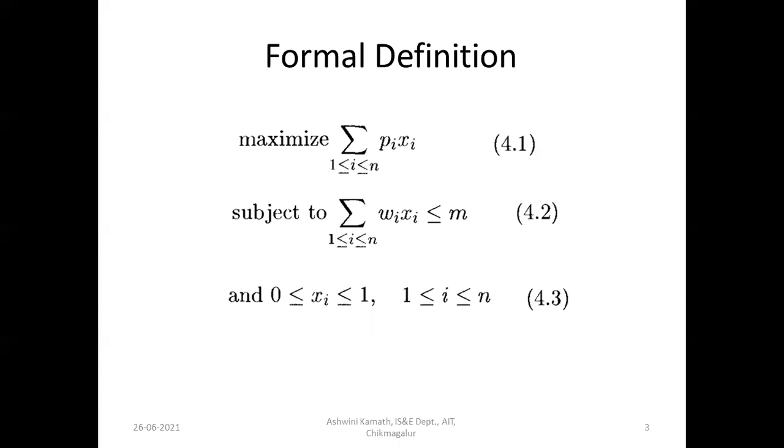Xi means it's the part of the item you are adding. That part of the item can range between 0 and 1. That is, you can exclude it, meaning you are not going to add it. 0 means you are not going to add that item into the knapsack. 1/2 means you are going to add half of the item. 1 means you are going to add the entire item.